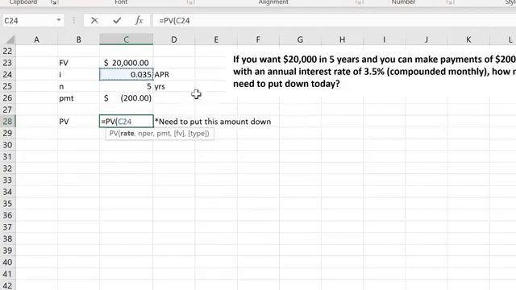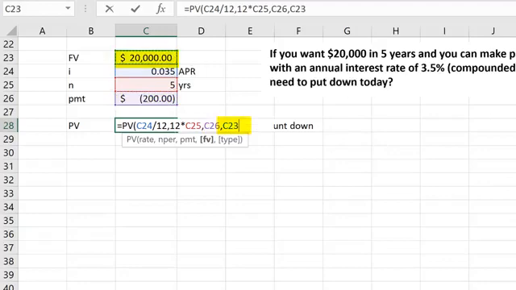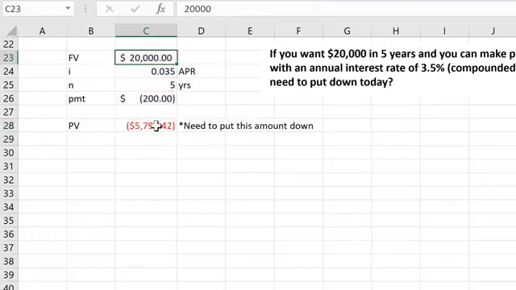So the rate is going to be our annual percentage rate up there divided by 12. The number of periods is going to be 12 times the number of years. The payment I can make is right there. It's our $200. And then the future value, I want $20,000. So when I press enter, this means that I need to put down about $5,800 today.